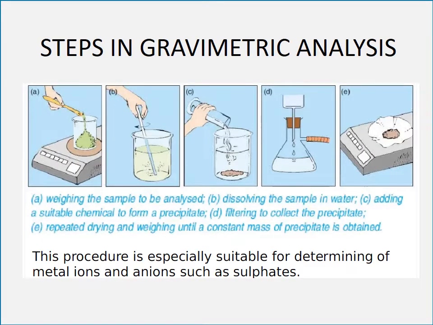Steps in gravimetric analysis. First, we weigh the sample to be analyzed. Next, we dissolve the sample in water until it becomes a solution. Then, letter C, we add a suitable chemical to form a precipitate. This is what I am talking about, that we directly add the known concentration. D, we filter and collect the precipitate. And then E, repeat drying and weighing until a constant mass of precipitate is obtained. This procedure is especially suitable for determining metal ions and anions such as sulfates.